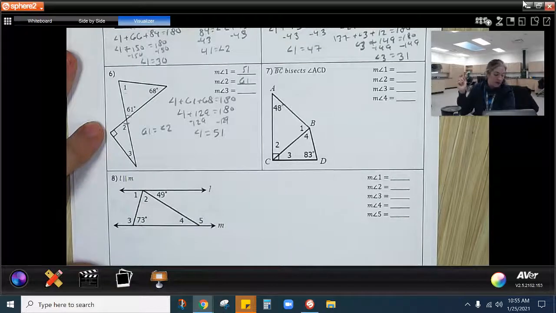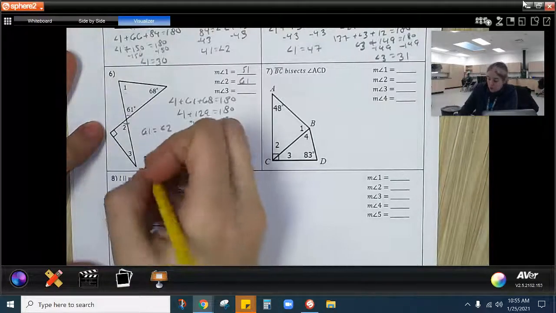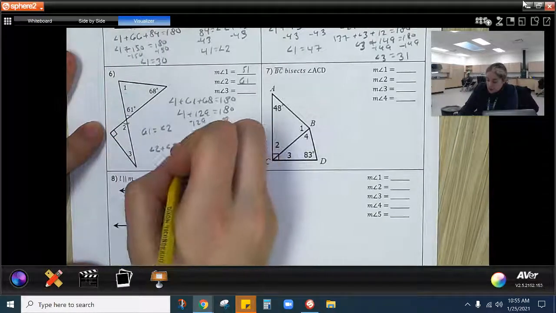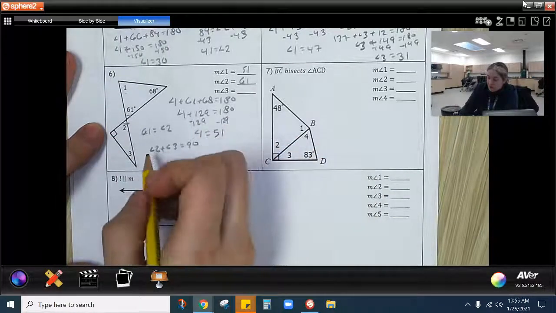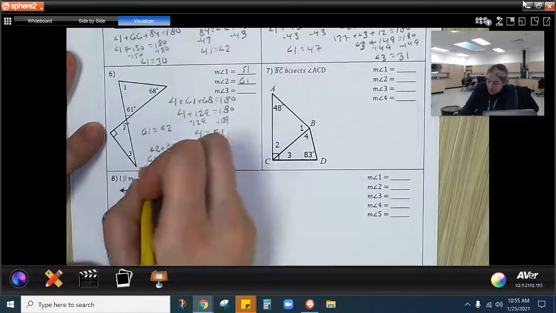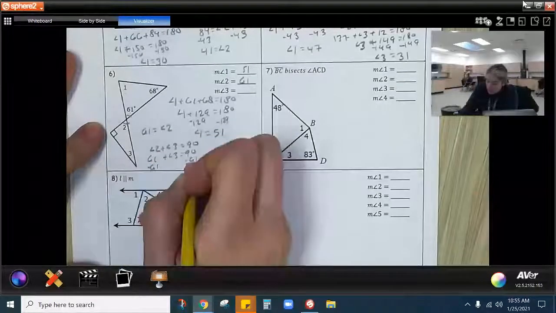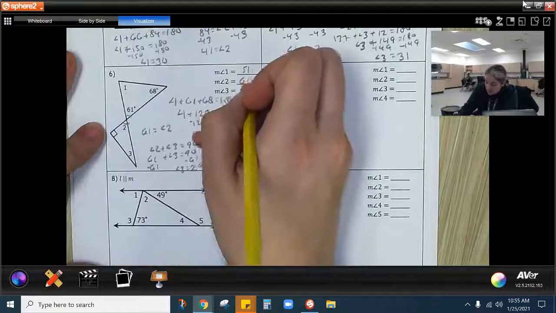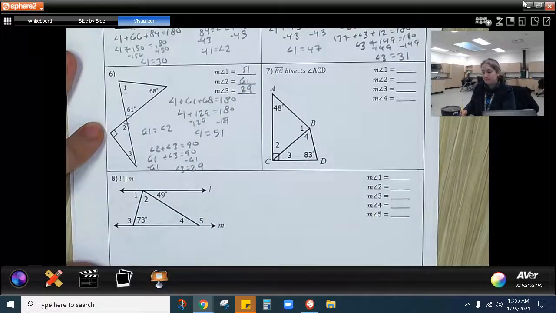Now I'm going to use my corollary to the triangle sum theorem, which was that angle 2 plus angle 3, because this is a right triangle, is going to equal 90 degrees. Now we know angle 2 is 61. So I can subtract 61 on both sides, which means angle 3 is going to be equal to 29. Right? And that is our answer.